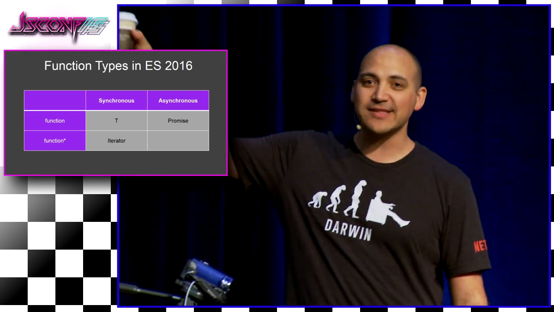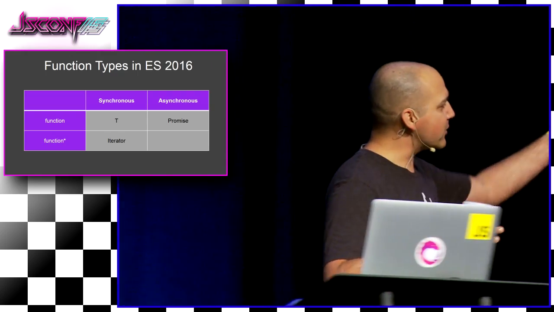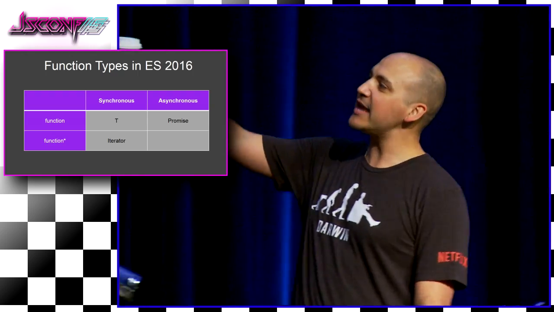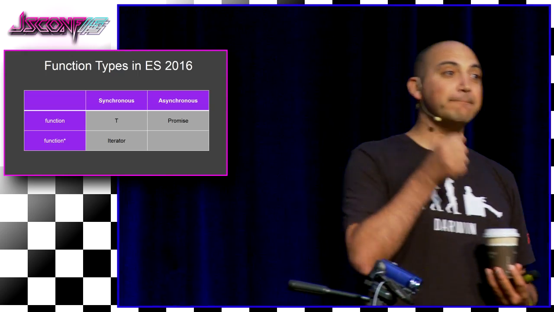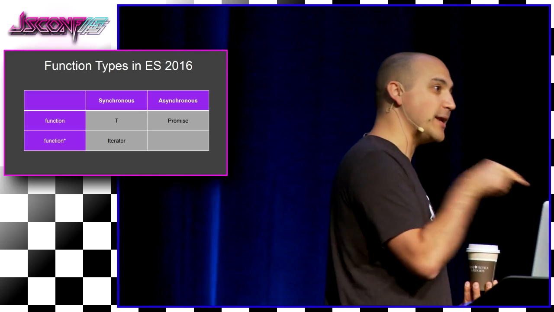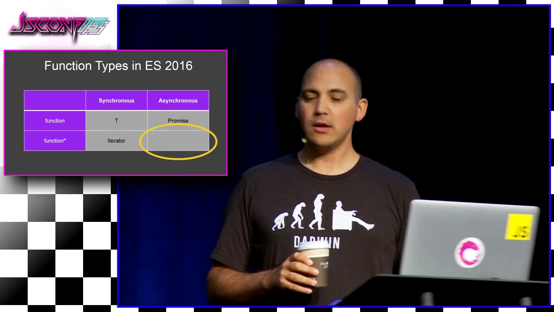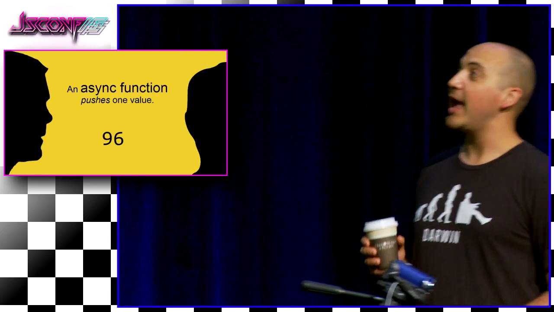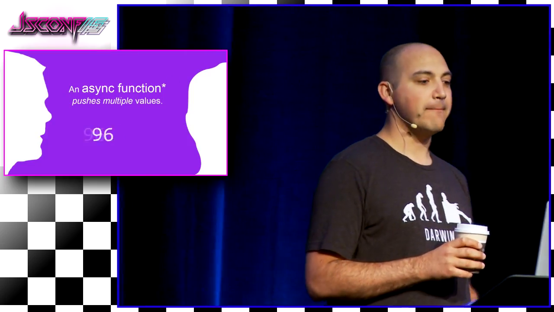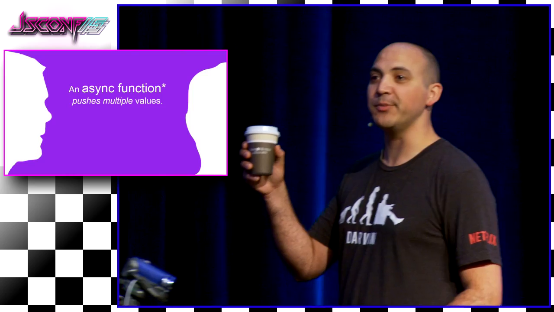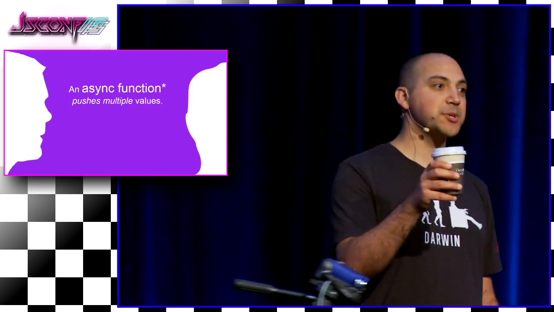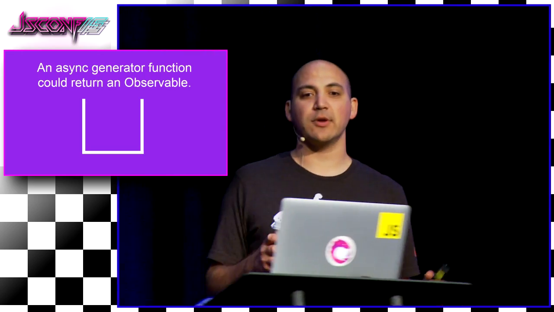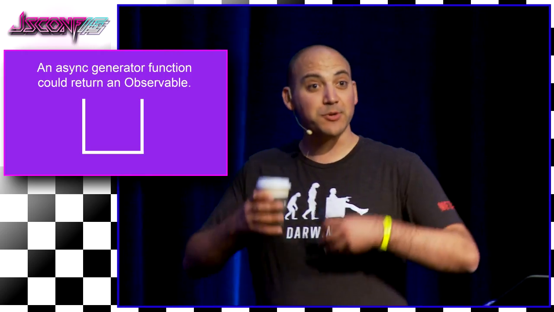So if we look at this table, we've got synchronous functions, which return a value. We have synchronous generators, which return multiple values, right? You can pull multiple values out of them. But we also have asynchronous functions, which return a promise. And a promise pushes you one value. You give it a callback, and it pushes you a value in that callback. But what goes here? Well, if a function star returns multiple values, and an async function pushes one value, maybe an async function star pushes multiple values. And what type pushes us multiple values? An observable. So we could envision, in the next version of JavaScript, an async function star which actually returns you an observable.